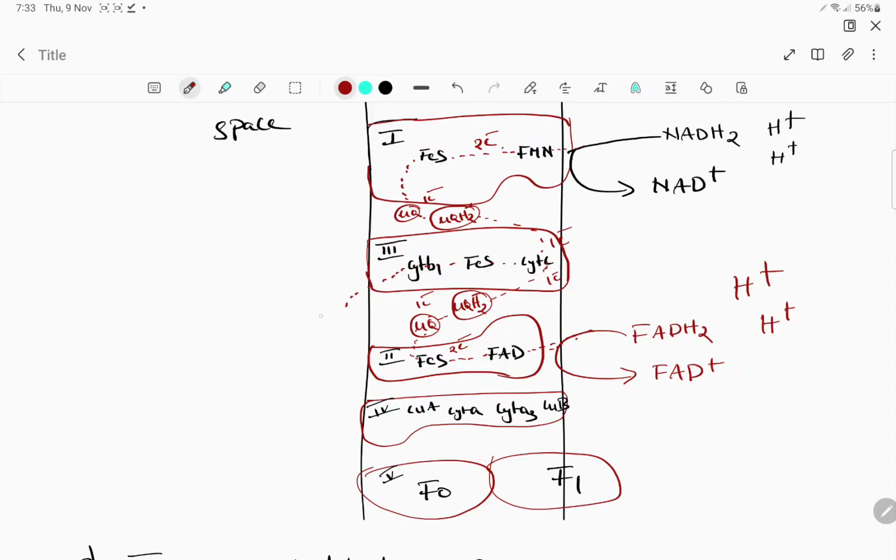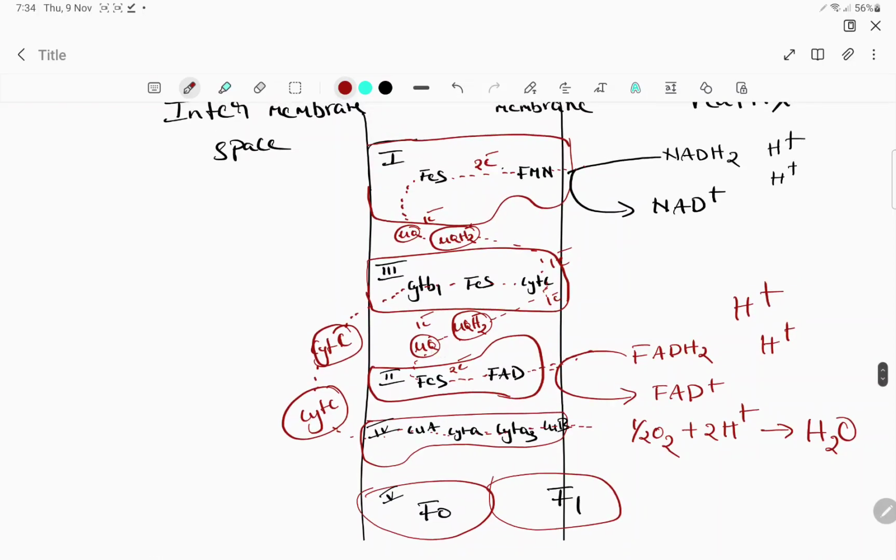From site B1 to site C, to the fourth complex. Here from the 2 electrons, 1 electron stays, and the remaining 1 electron moves on as 2 electrons. So copper center A to site A, site A3, copper center B. Finally, the electron acceptor is oxygen, plus 2H plus gives rise to H2O. Now the oxygen is the final electron acceptor. It is being formed as water.